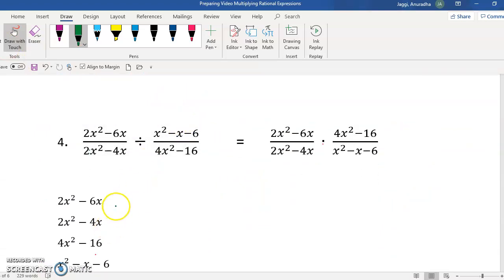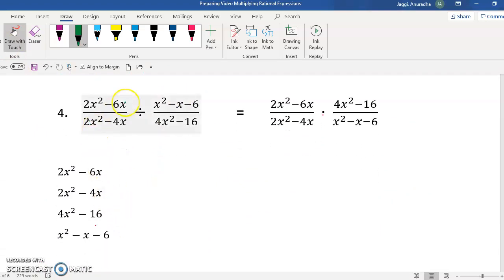Once again, you have a division problem. Change it to multiplication by switching the second rational expression, write down the reciprocal of that. So the numerator becomes the denominator here, and the denominator becomes a numerator here. So the division sign changes to the multiplication sign.